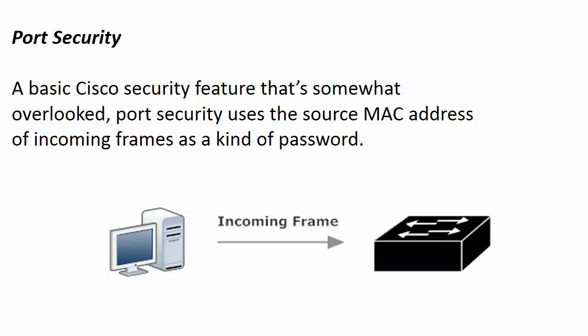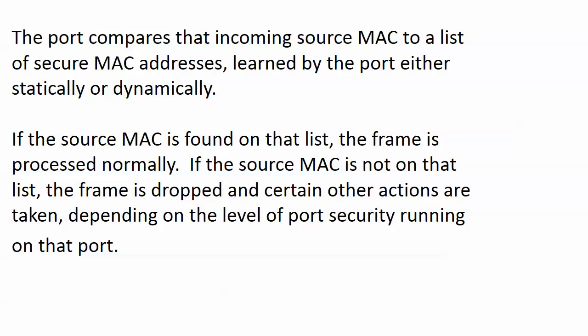And what happens here is that port security uses the source MAC address of an incoming frame really as a kind of password. It's not a password that we go to the host and configure, but we are checking that source MAC address. Now, what are we checking it for and against? Well, the port that's receiving that frame, it's going to look at the incoming source MAC address and compare it to a list of secure MAC addresses that's kept there on the switch. And those secure MAC addresses can be learned by the port either statically, as you and I configuring them in, or dynamically. And we're going to see both in action.